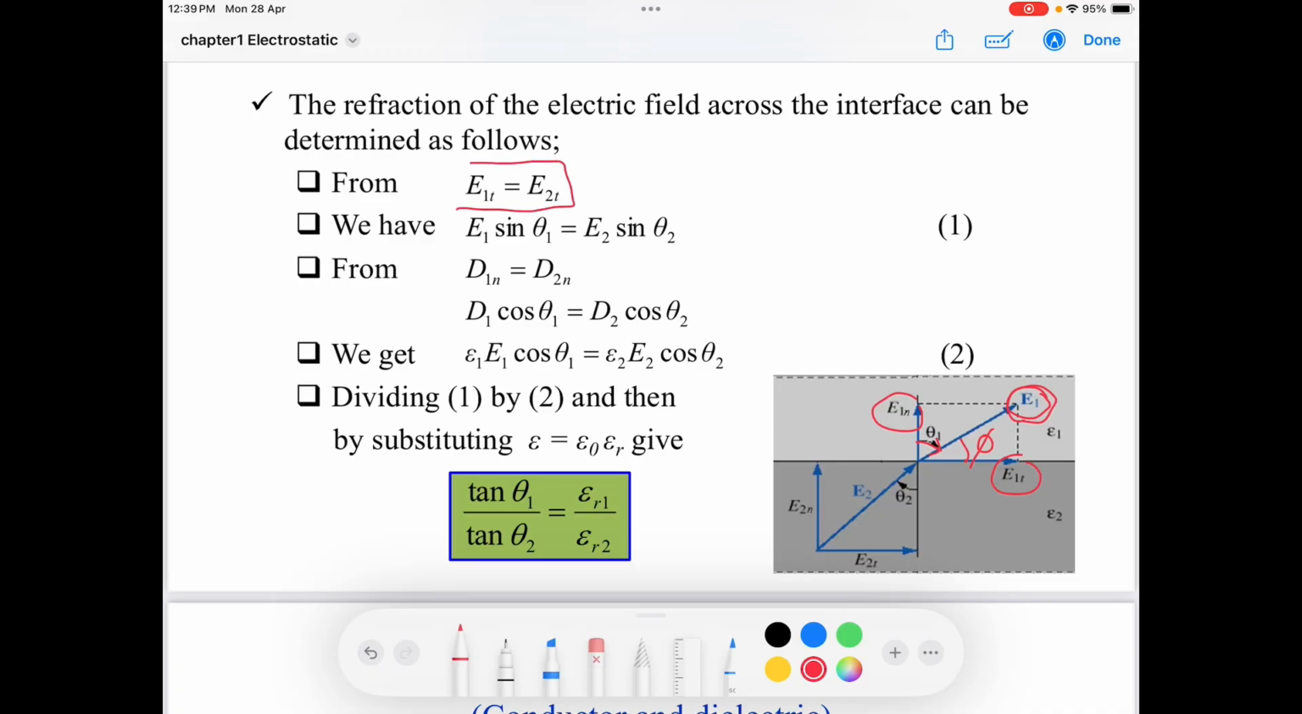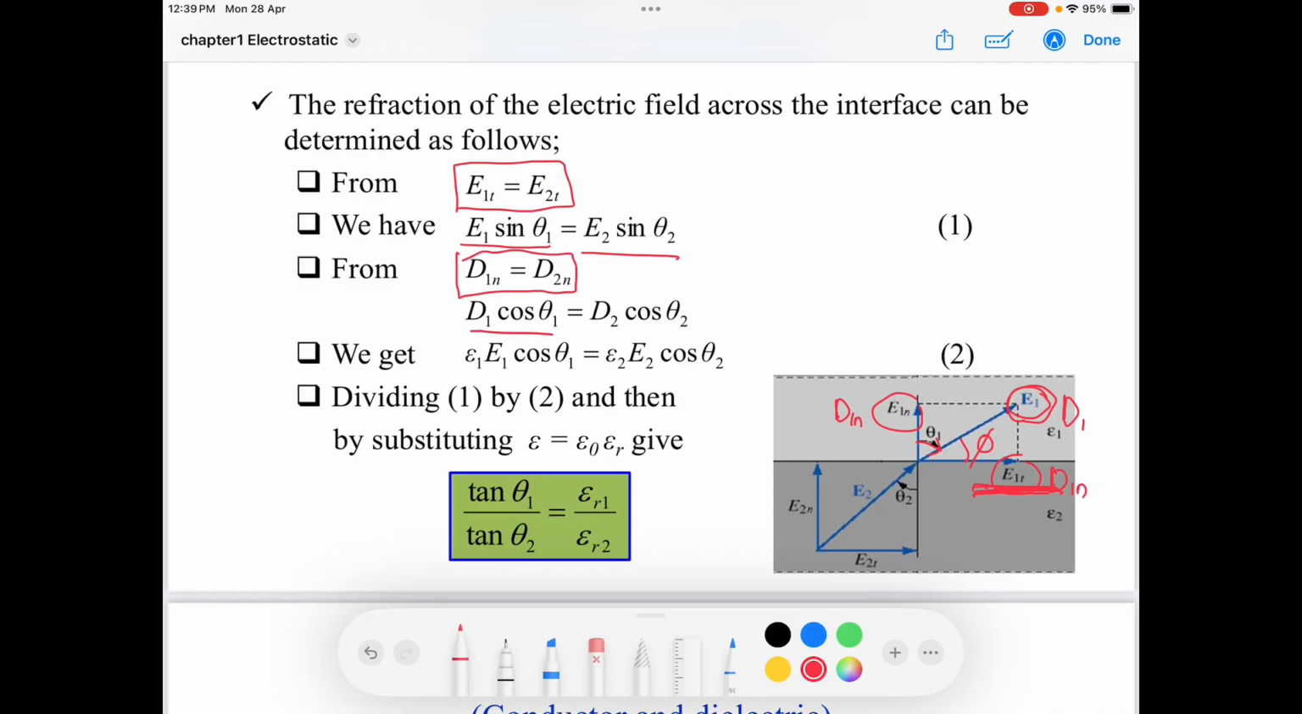For example, you can look at this one. This is the first boundary condition, E1t. So E1t is over here. You can find or represent this E1t by using this formula, same as for the E2t. For the second boundary condition, you can apply the same things. D1n is here, and this is D2n, and this is D1n.